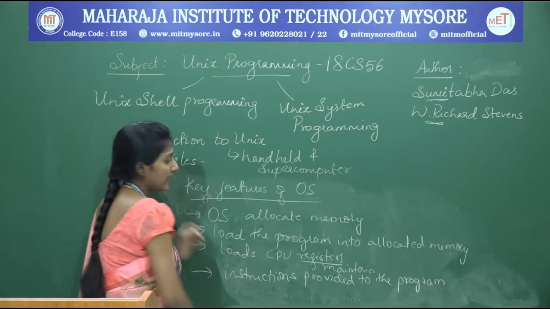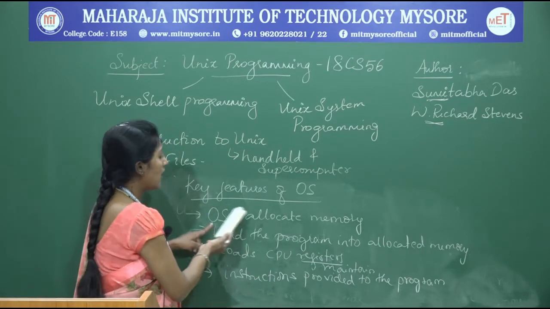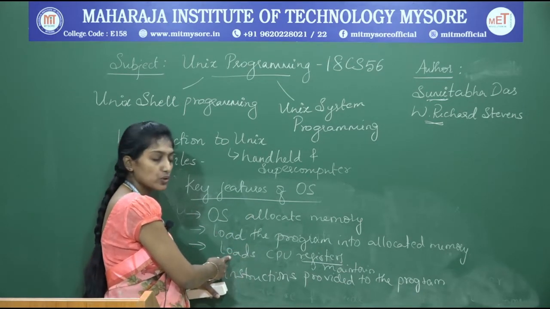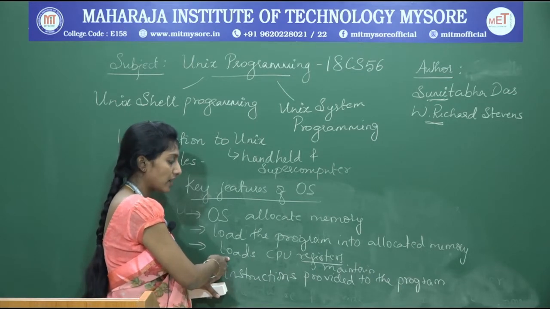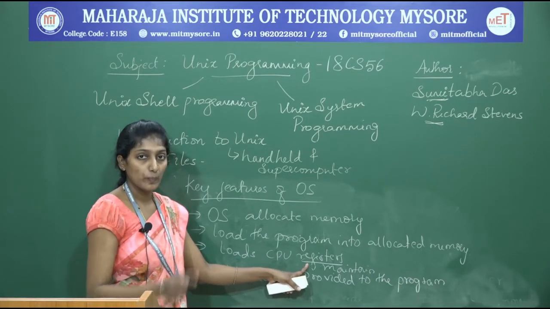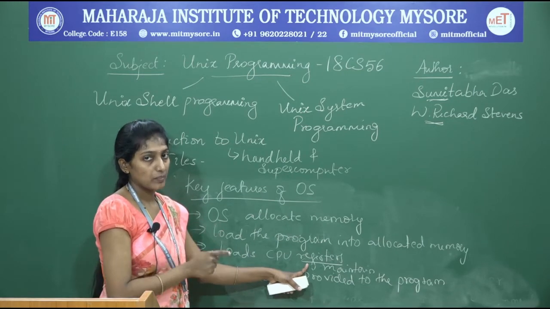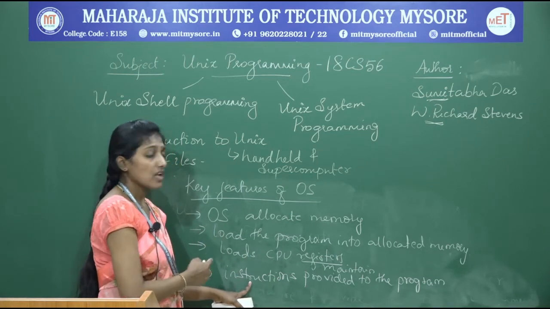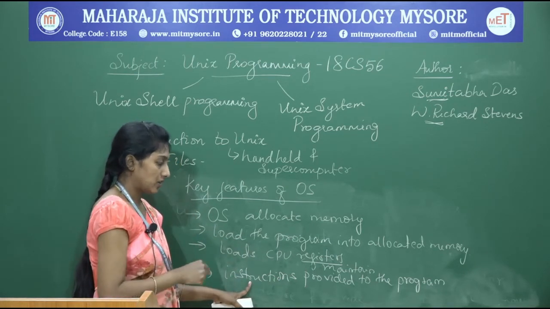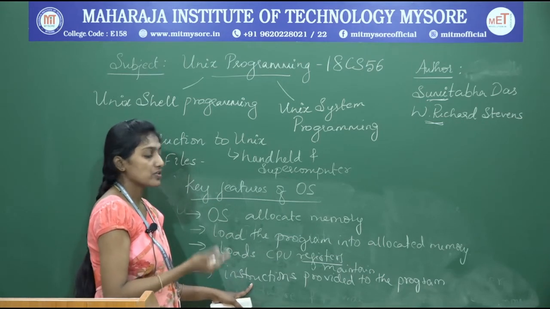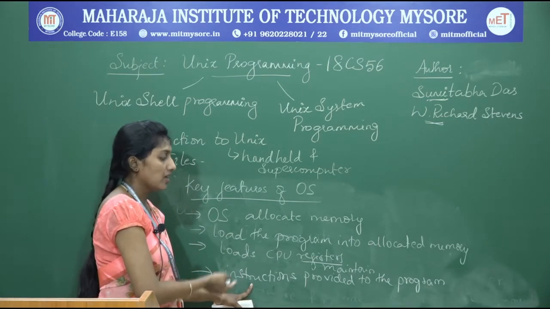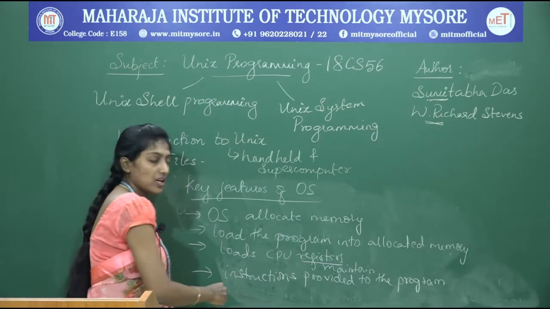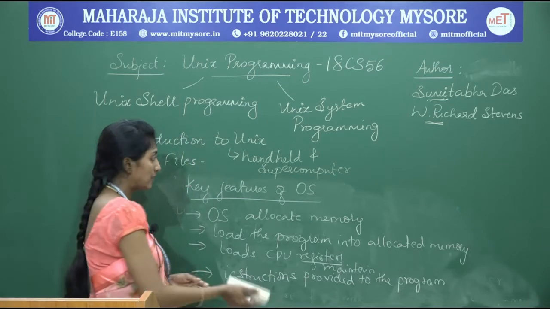At the end, after allocating memory for the program, it loads the program into the allocated memory, then loads the CPU registers with the control information of that program. The registers maintain each and every program segment which has been allocated for that program. After the allocation and loading the information to the CPU registers, the instructions provided to the program will get executed by the CPU. After the execution, it has to clear the content in that memory location.